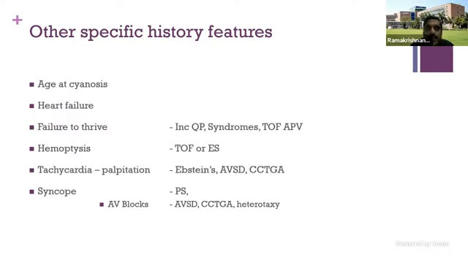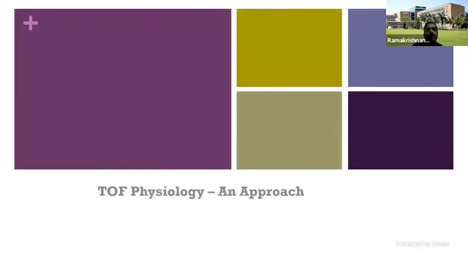If you are thinking in terms of tachycardia and palpitation, you should think of Epstein's, AV canal defect, CCTGA, and heterotaxy syndromes. And if it is syncope, it is PS, most commonly with intact septum. Rarely you can find it in both tetralogy as well as Eisenmenger syndrome. Whereas AV block is the same: AVSD, CCTGA, and heterotaxy syndrome. So this is the amount of history that you can get. For example, if there is a history of spells, or a history of squatting, these are the histories you can get. You can't get anything more than this, and you can get the history about the consequences of cyanosis in an adult, which we'll be discussing later in the next part.